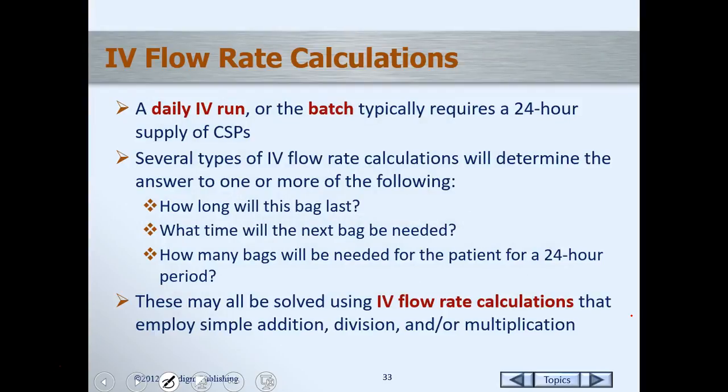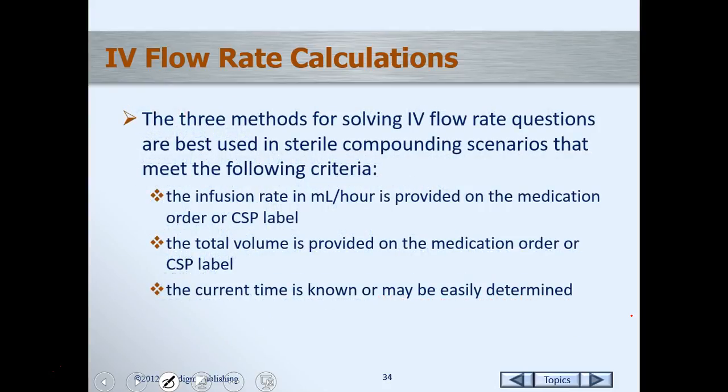Now, your flow rate calculations in the IV run or the batch are generally calculated on a 24-hour supply. Things we might need to determine include how long the bag's going to last, what time we need the next bag, and how many bags we need for 24 hours. So we can use different ways to calculate those need-based calculations.